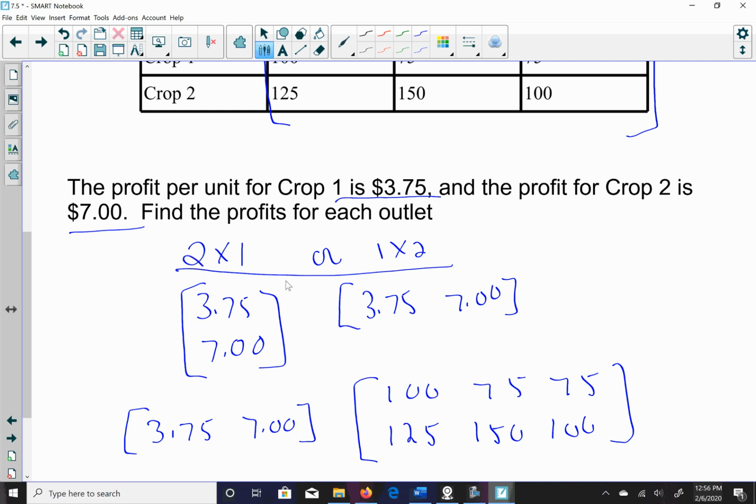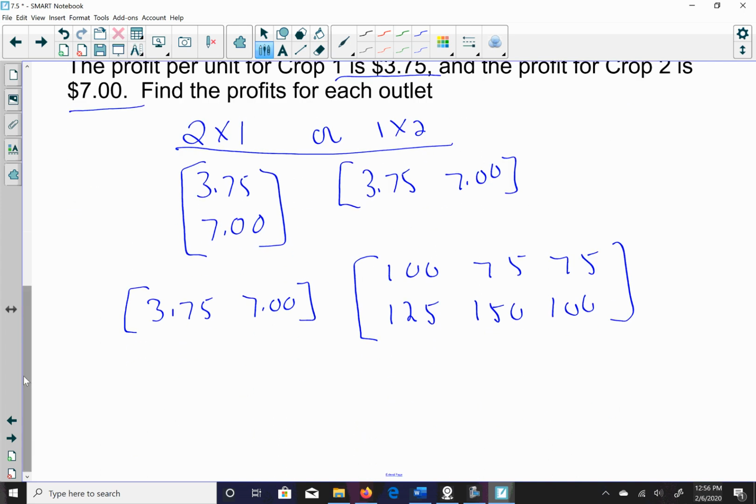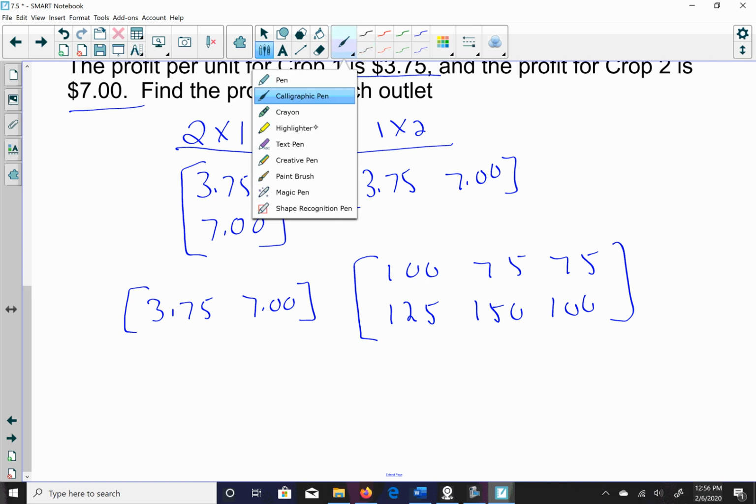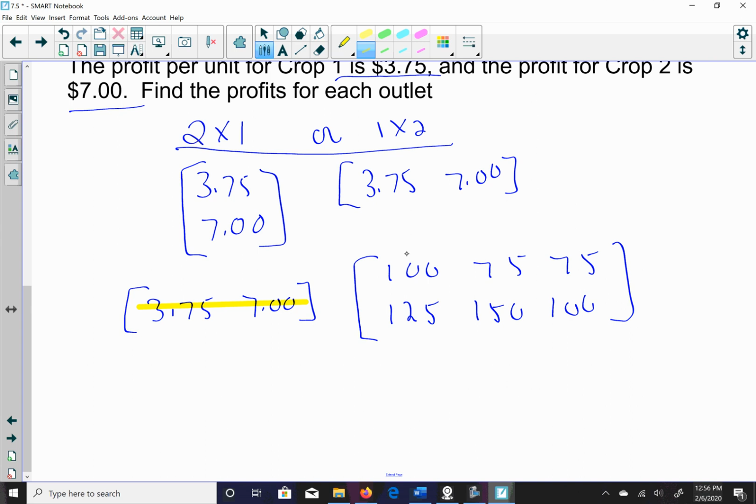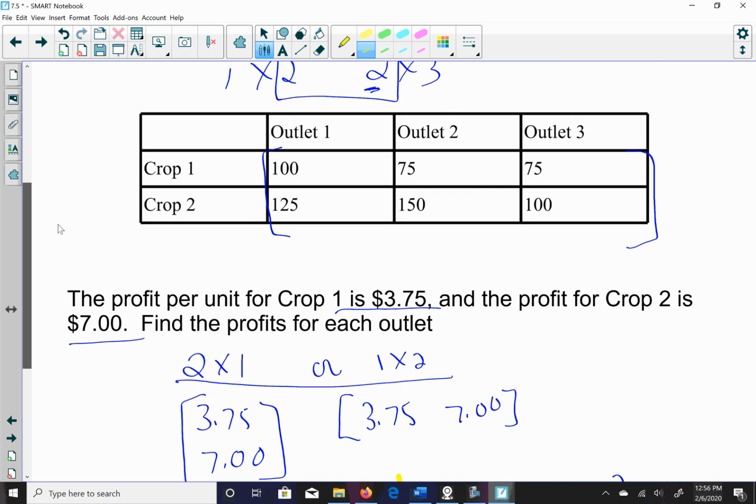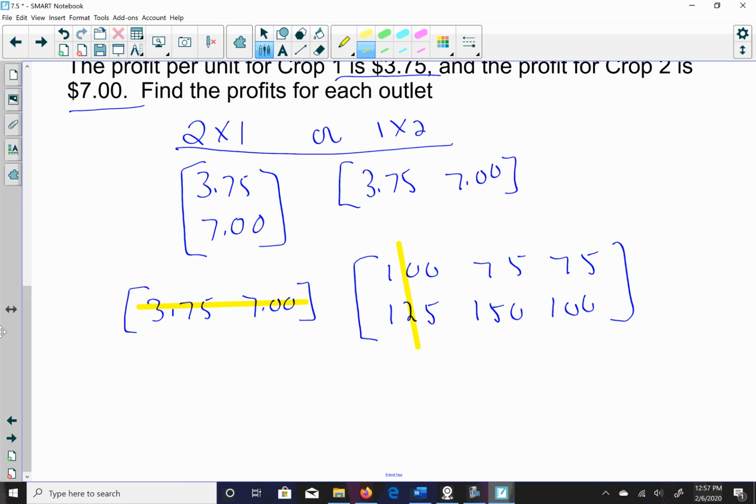So I want you to think about this. When I take row 1 times column 1, what I'm really doing, if you go back up here to the words, is taking the profit for crop 1 times outlet 1. I'm taking the profit for crop 2 times outlet 2. And that first answer that's going to go in row 1, column 1 is going to be the amount of profit that I make in the first outlet, or outlet number 1.